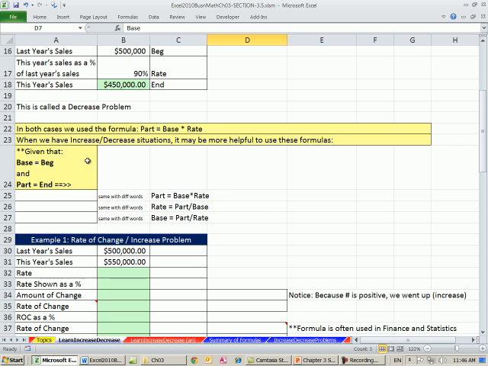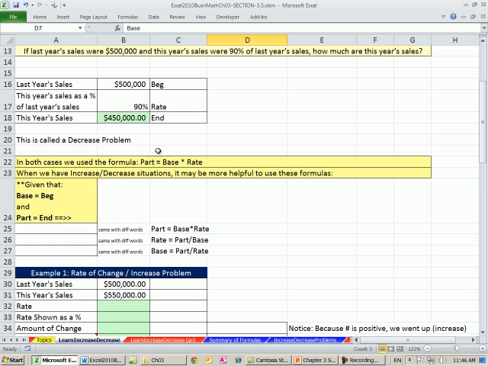All right? So I want to come down here. In both of these cases, we just used up here, right? We used part equals base times rate. But now that we have increase, decrease, I want to use different terms here. So our end, which is really part, and notice I have the same with different words, right? So this is really what we're doing. End equals the begin times the rate. So the rate is still the same word. It's just we're going to use end and begin.